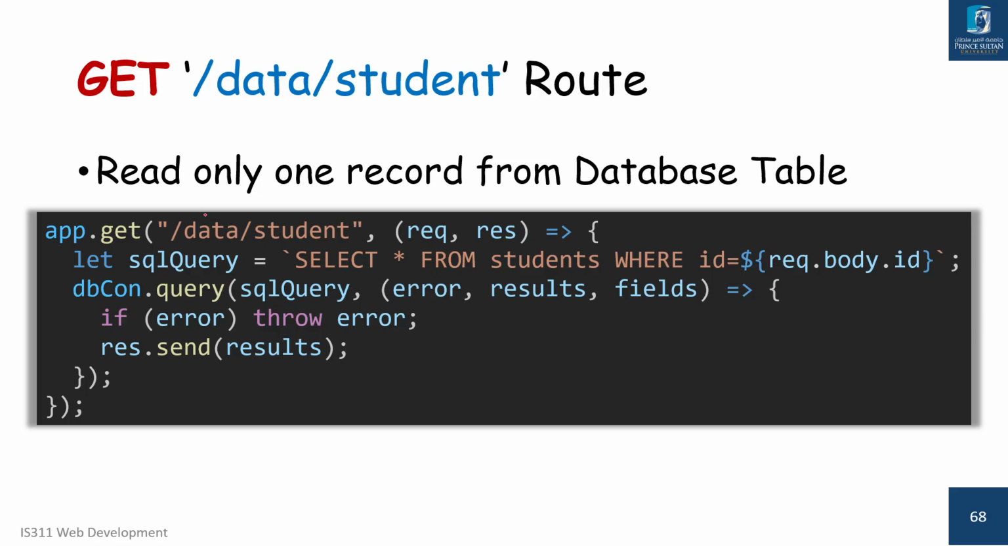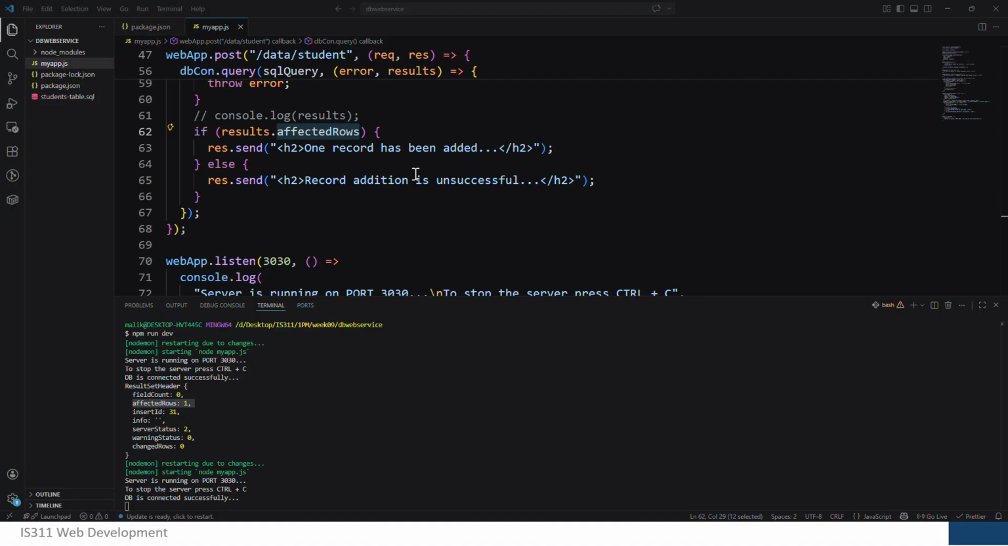The next request that we want to implement is again a GET request on a specific URL. In the previous GET request, we used students, but here we are not using students, we just say student. It means that rather than reading all the records, we want to read only one record from our student table. So let's first implement that request.